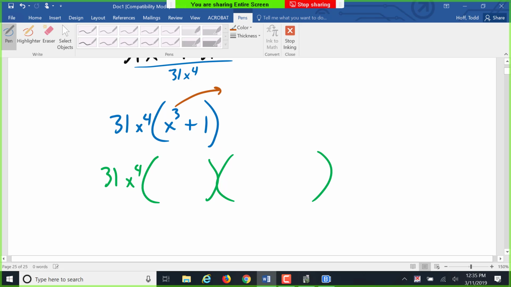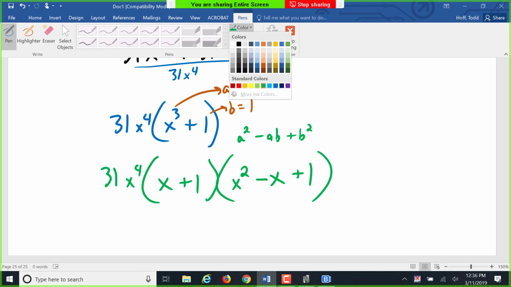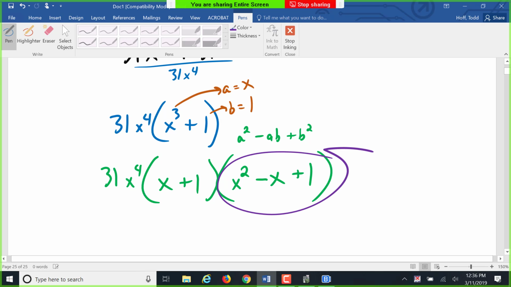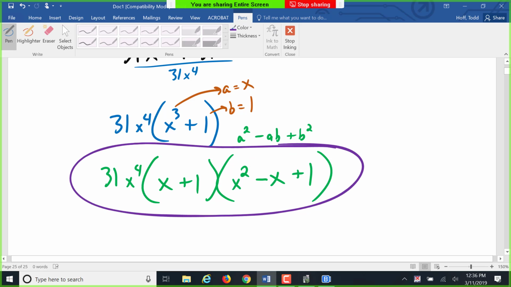If I'm looking at this, A is going to be, what's the cubed root of x? Yeah, cubed root of x to the third is just x. B is going to be, what's the cubed root of 1? 1. So this is going to be x plus 1. Remember, this was a squared minus ab plus b squared. So what's my first term going to be? X squared, and then minus x and plus 1. Good. Now this sure looks like it should be factorable, but it is not. So we are done there.